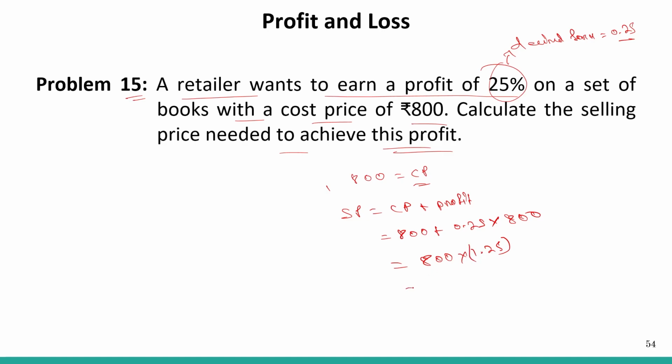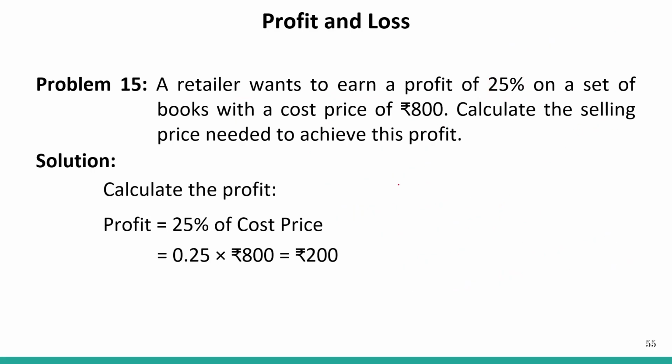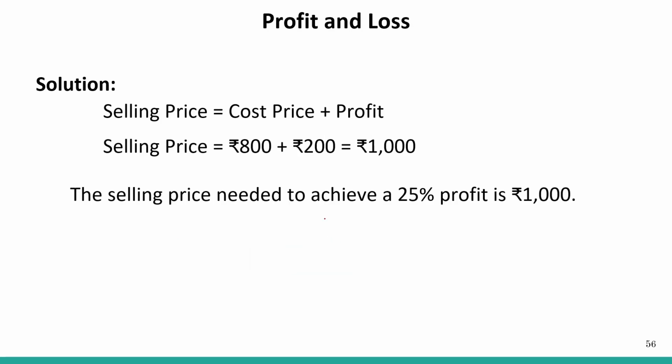This is equal to 800 into 1.25. Okay, so this is nothing but what? 800 into 125 by 100. So cancelling these zeros, what we are left with is 1000. Okay, so 1000 must be the selling price. So profit is equal to 25% of the cost price is equal to 200. So cost price plus profit is equal to selling price. So selling price needed to achieve 25% profit is nothing but 1000 rupees.